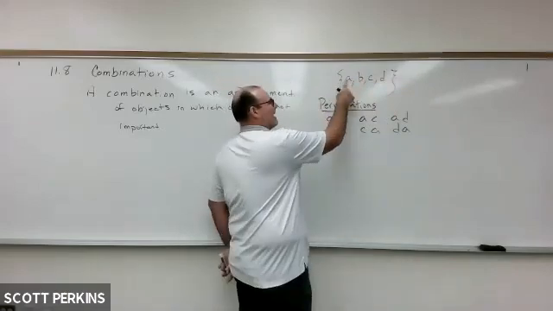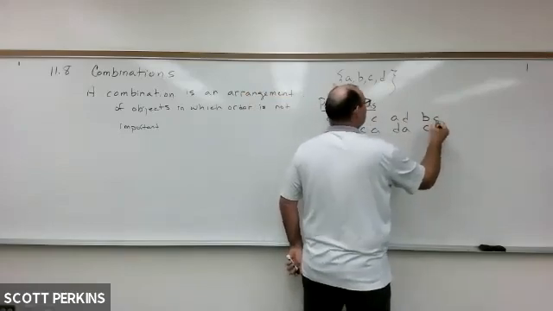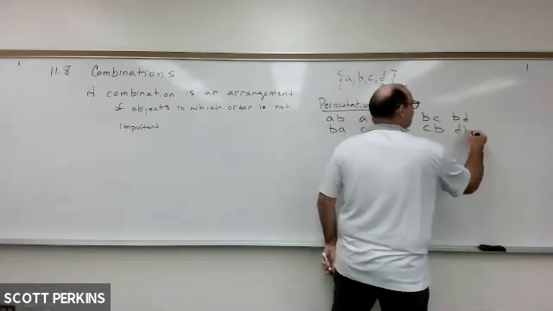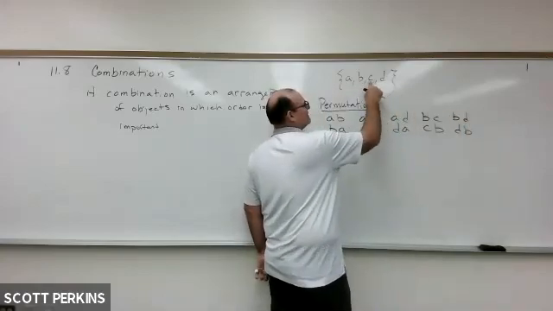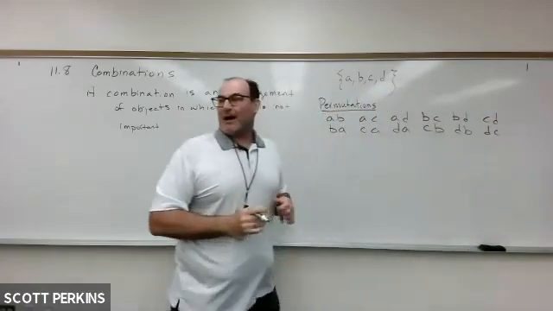So I've done all the ones with A, so now I've got B and C, and I'll flip that around, C and B. Then I have B and D, and then I'll flip that around, D and B. And then finally, I have C and D, and flip it around, D and C. So there's my 12 options.